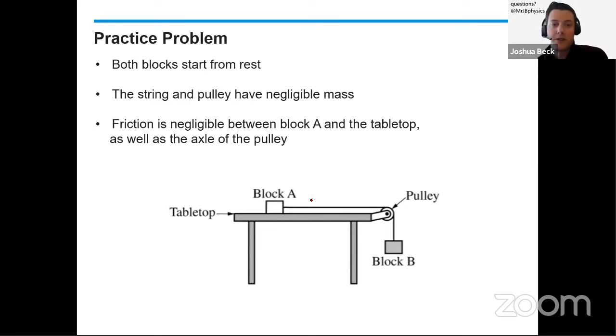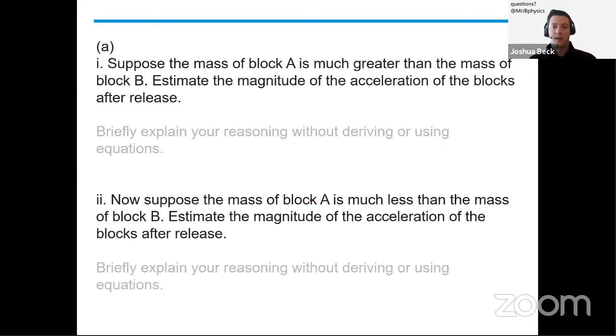Both these blocks are starting at rest. The string and the pulley have negligible mass. Friction is negligible between the tabletop and block A, as well as the axle of the pulley. Take a screenshot here. This is the sort of setup. Go ahead and take a screenshot here. This is the first part of the problem.